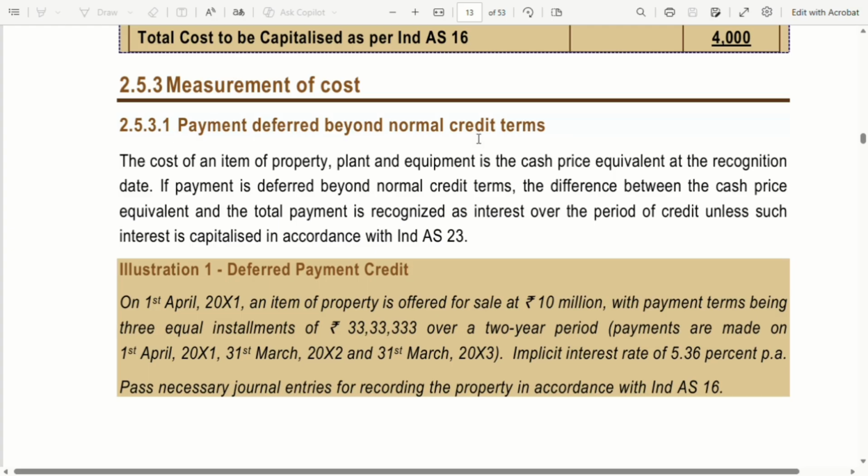Okay, so now we will understand the concept where the payment is being made beyond normal credit terms. मतलब हम आज पेमेंट नहीं कर रहे हैं, उसको फ्यूचर में पेमेंट करेंगे. So in that case, the future value we bring to present value. Initially we recognize at present value, then we add interest every year until that amount becomes equal to the future value. तब तक हम लोग इंटरेस्ट ऐड करते जाते हैं.